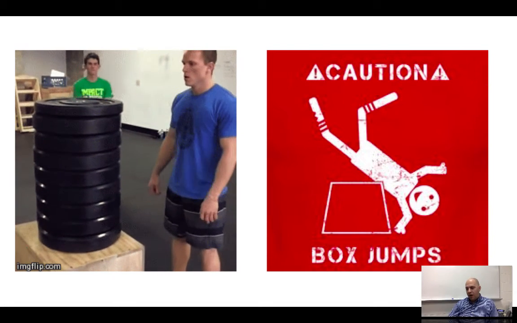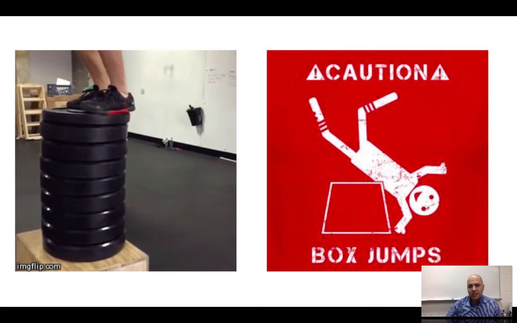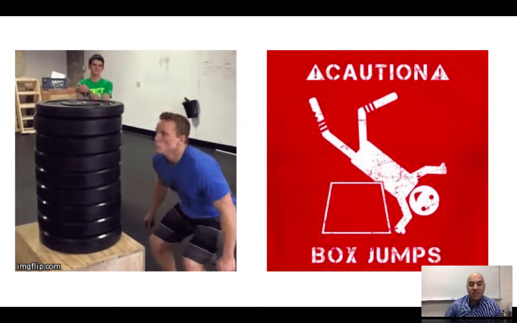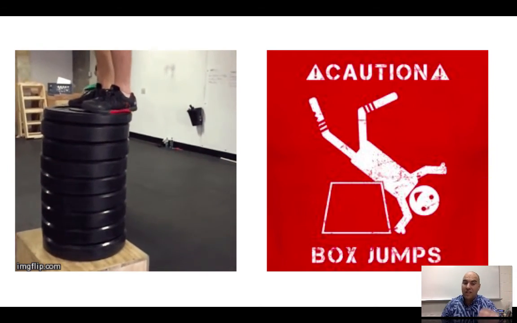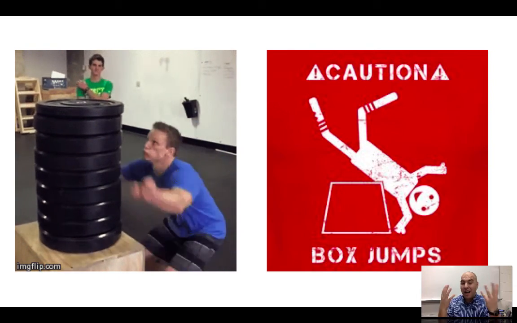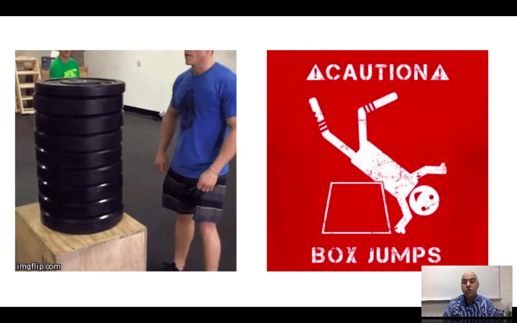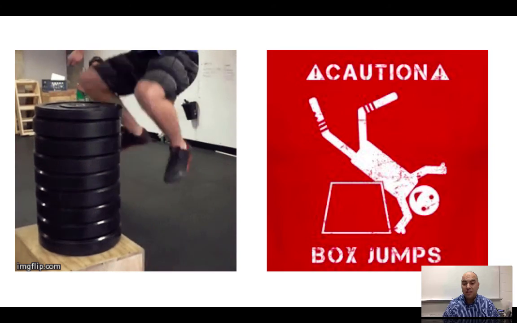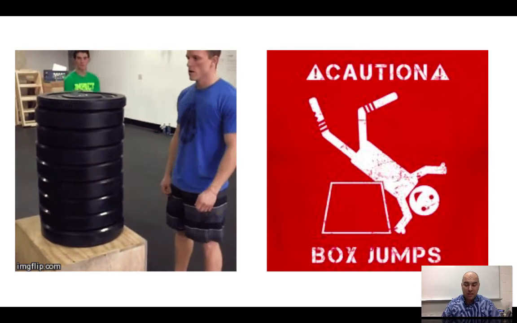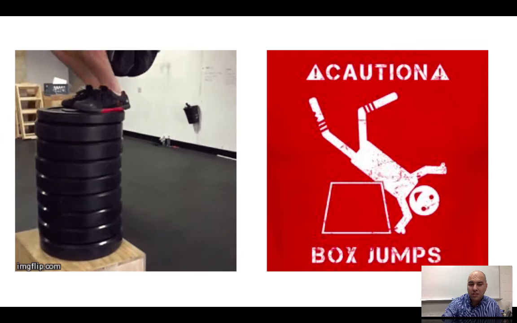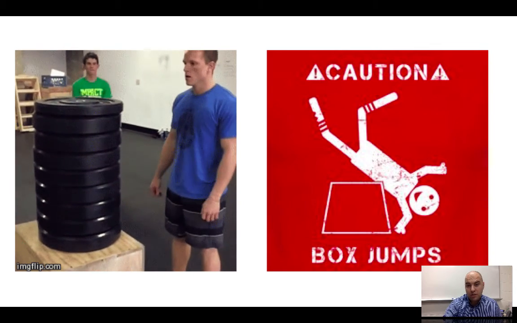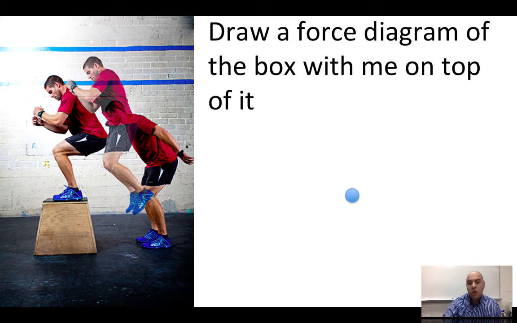Now, the other thing that I'm trying to do is work on my box jumps, and what I have found is that while the guy on the left, that's how you're supposed to do it, that's how in my mind I think I should be doing it, usually what happens with box jumps is embarrassment and blood and messed up shins. So let's use the idea of box jumps for our next one. So what I want you to do is draw a force diagram of the box with me on top of it. It was a very short box, and I was able to get myself up onto the box.